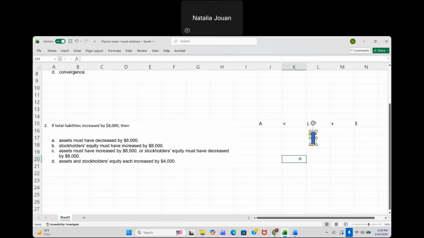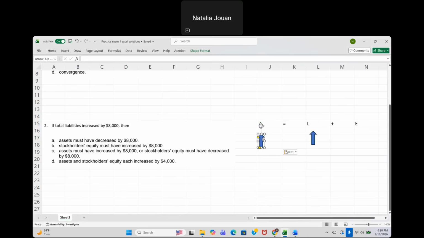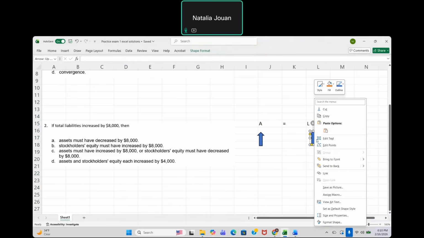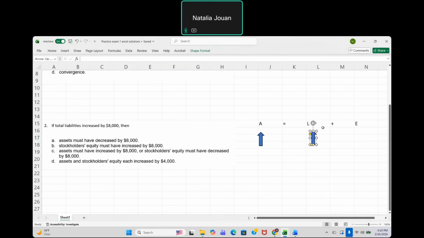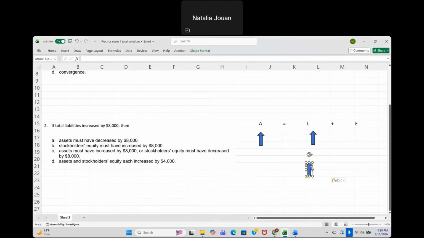If liabilities go up, how do we maintain a balance within the equation? Well, either assets will also have to go up, so we can copy and paste this here. Or we could have another liability going up. In order to remain balanced, we would have to decrease the equity or decrease another liability.